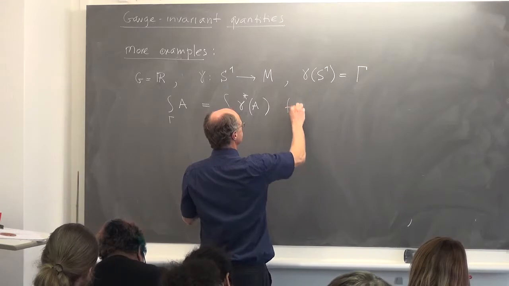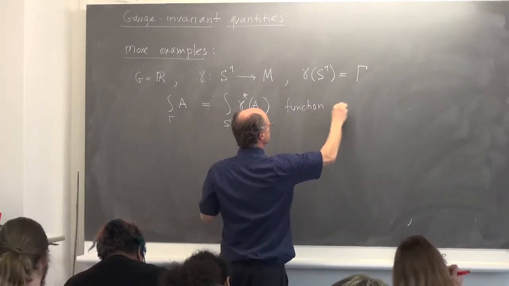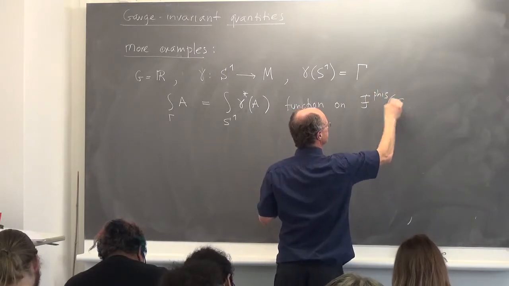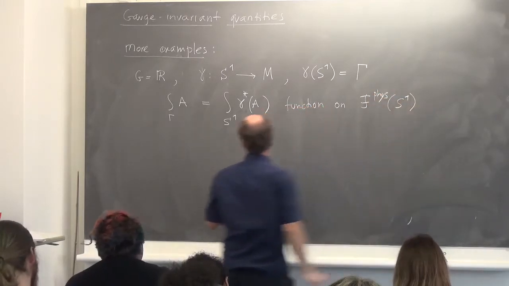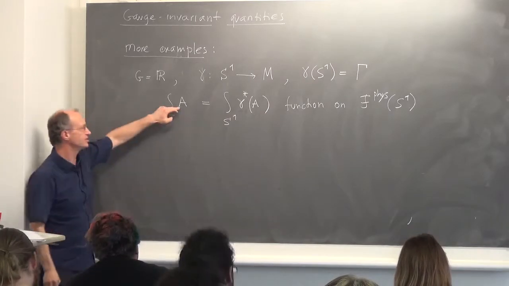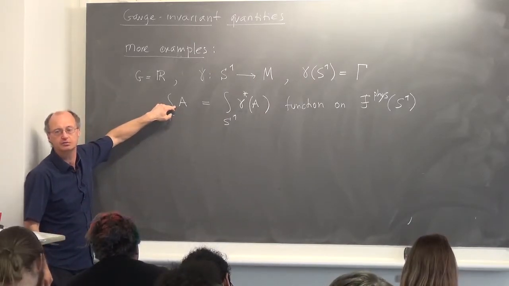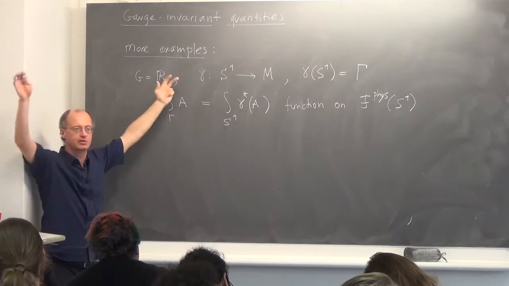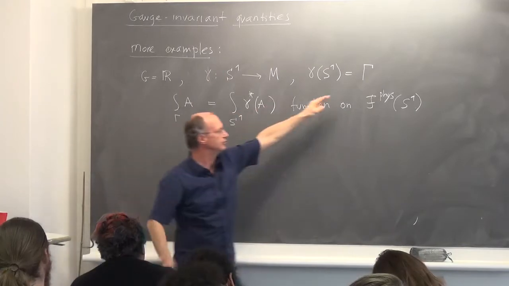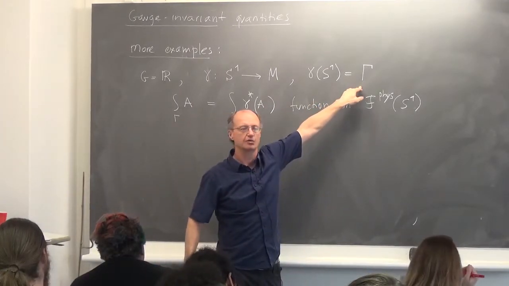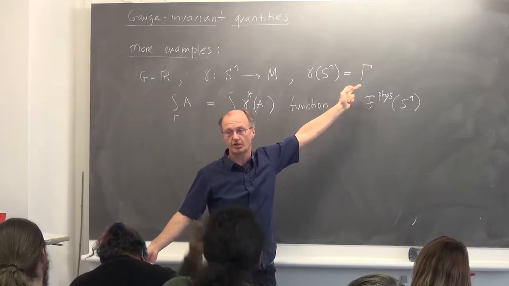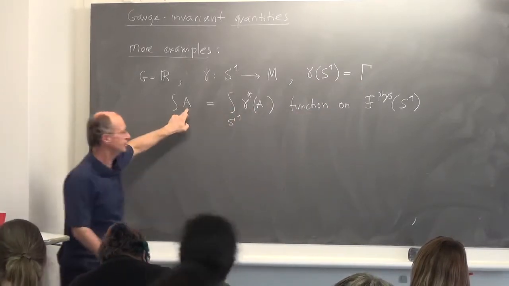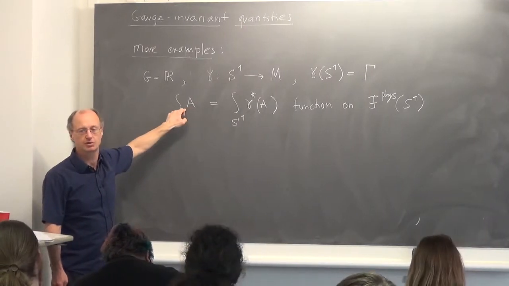So F physical of the circle. But this means this is a gauge invariant quantity here as well. I'll let you check it. So we have a gauge theory on the ambient space. We restrict it to this curve gamma. On the curve gamma, gauge transformations act in the same way. There we know the gauge invariant quantity. It's this. So hence this is a gauge invariant quantity.